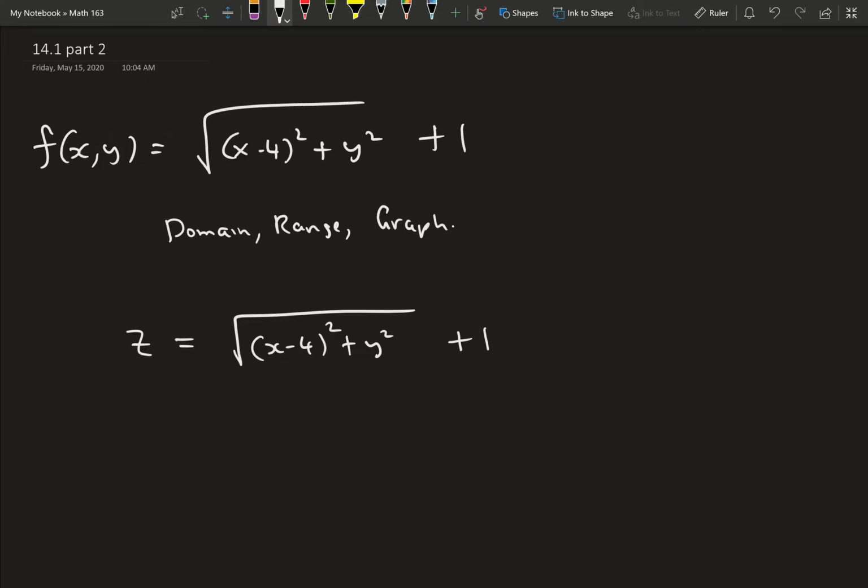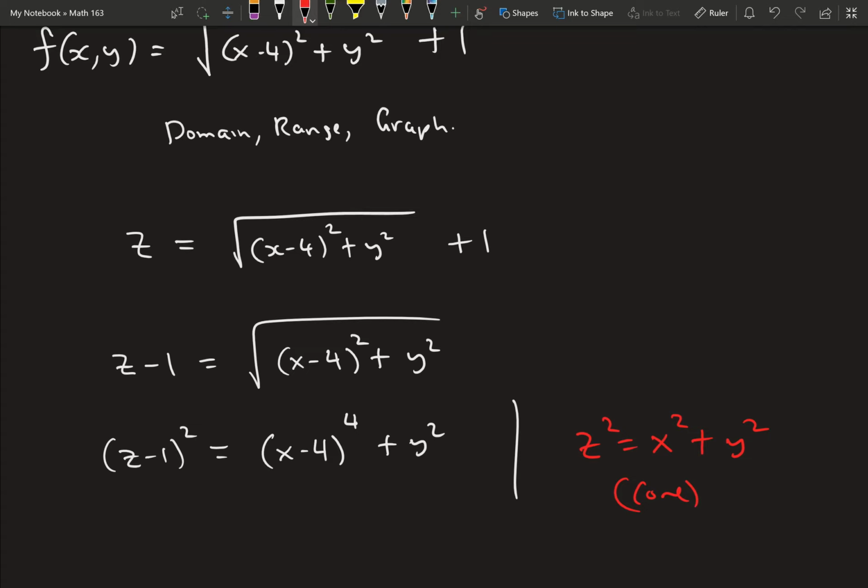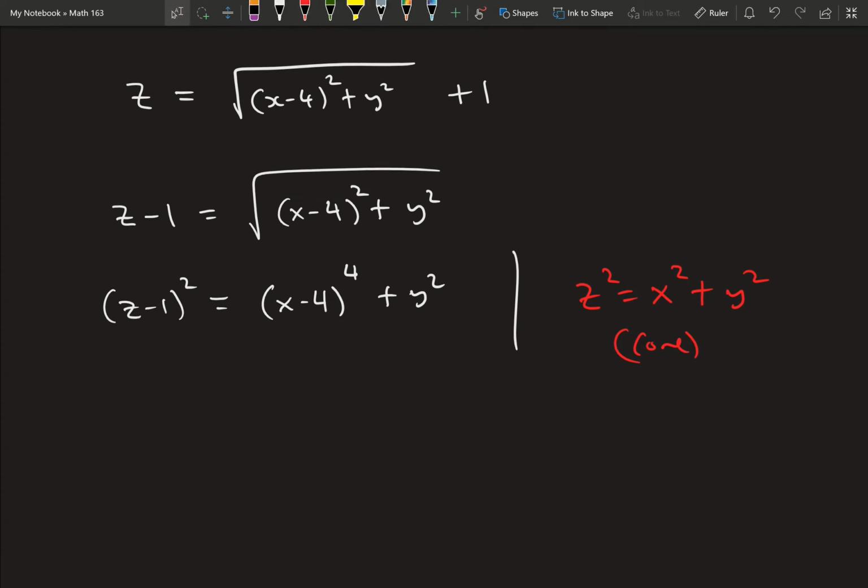So notice here that we have z minus 1 is equal to this square root of x minus 4 squared plus y squared. And when you square both sides, you get z minus 1 squared is equal to x minus 4 squared plus y squared. And this is kind of just a shift of what probably may look more familiar, which is z squared equals x squared plus y squared, which is our cone. And all it is, it's shifted sort of the base of the cone.